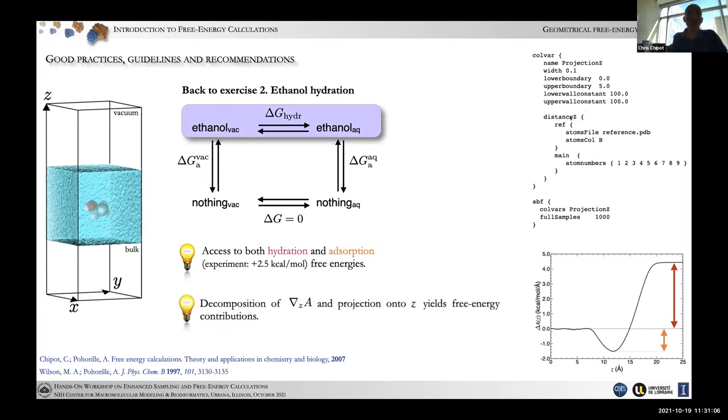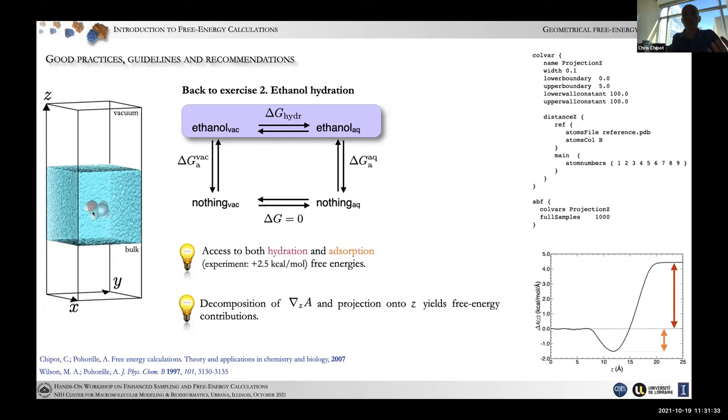That's the projected distance onto the Z axis, the projected distance between the two centers of mass. And this is the kind of free energy profile that I obtain. And of course, the difference between the two plateaus, so that's the plateau in water, and that's the plateau in the air. Of course, you expect to get this kind of profile.